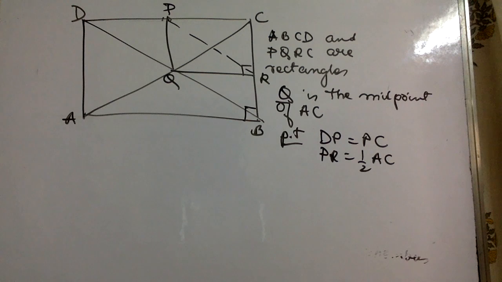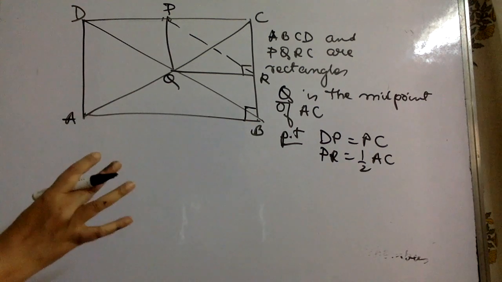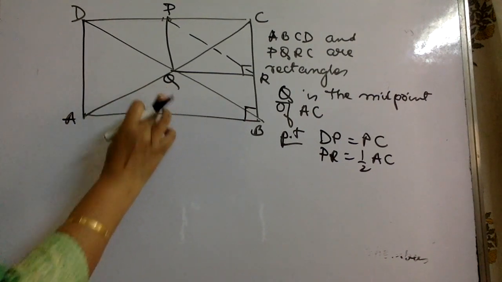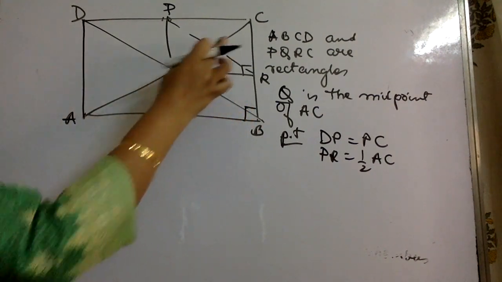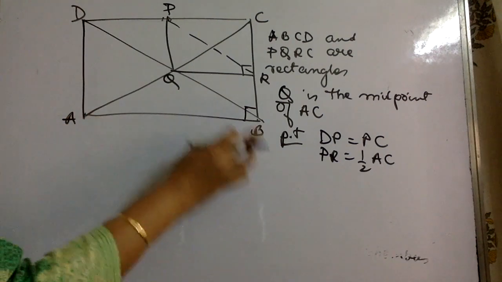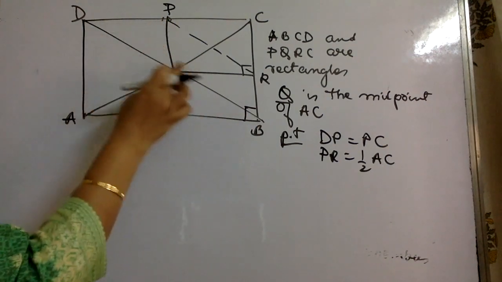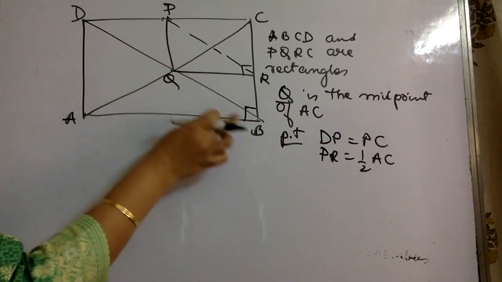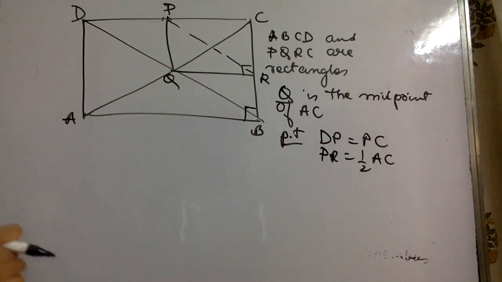Now this is the sum. Here we have two rectangles. The big one is a rectangle and the smaller one is also a rectangle. They have told us Q is the midpoint of AC. AC is the diagonal. We have to prove DP is equal to PC and PR is equal to half of AC. So how do we prove it?